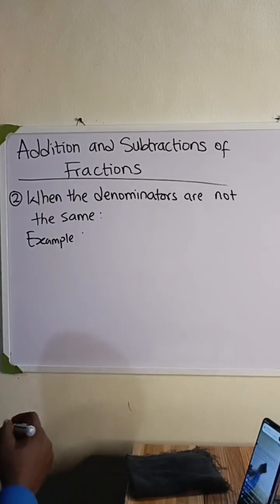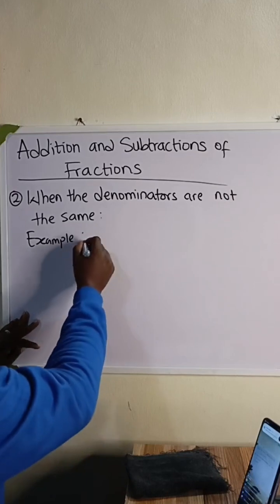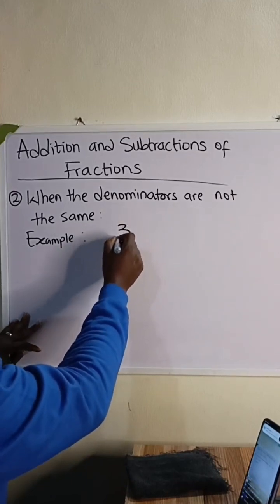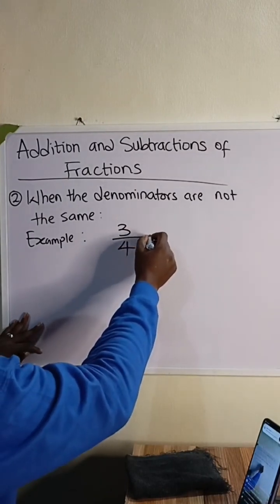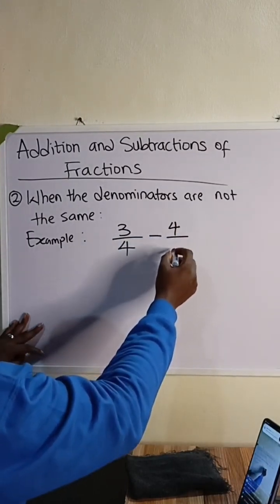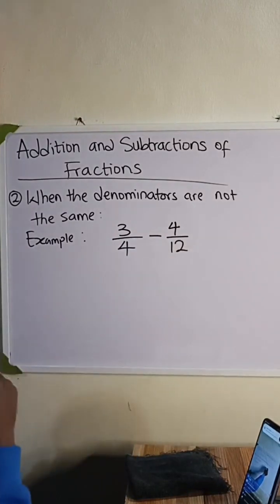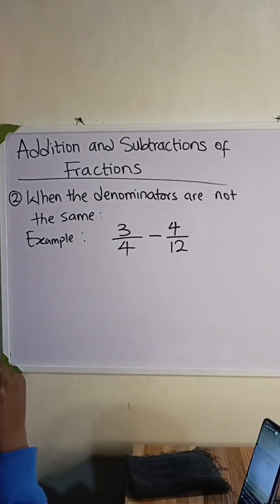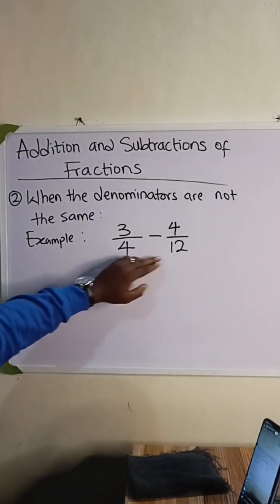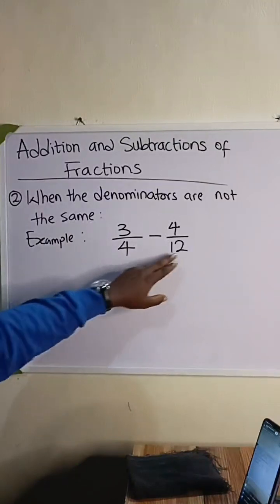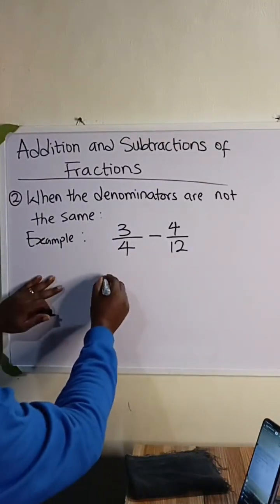So we have 3 over 4 minus 4 over 12. So what will be the common denominator? 12 will be the common denominator, correct? 12 is the common denominator because 4 will multiply itself. 4 times 3 will give you 12. So since 12 is a multiple of 4, then we simply use 12.